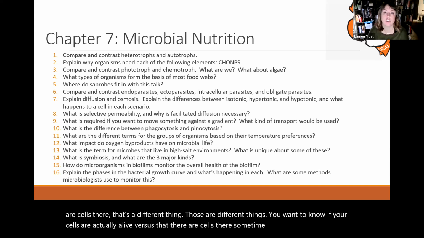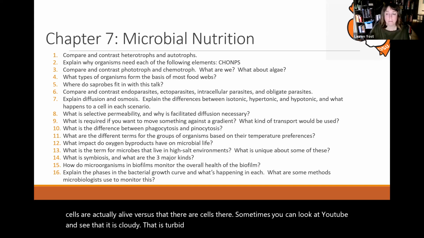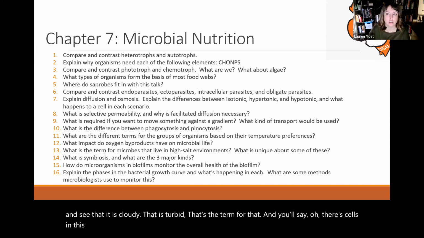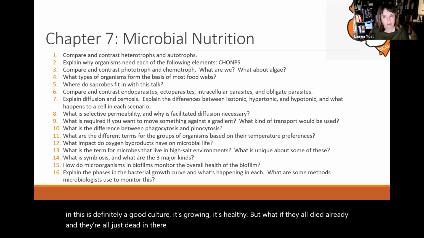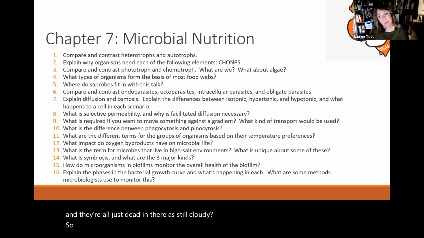Sometimes you can look at your tube and see that it is cloudy, that is turbid. That's the term for that. And you'll say, oh, there's cells in this. This is definitely a good culture. It's growing, it's healthy. But what if they all died already and they're all just dead in there? It's still cloudy. So there's a problem there. So how are you going to actually be looking at that sort of stuff?